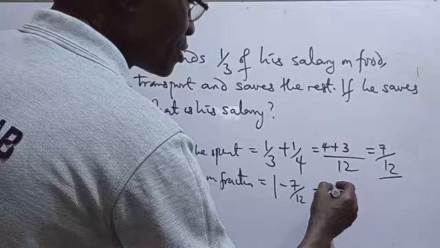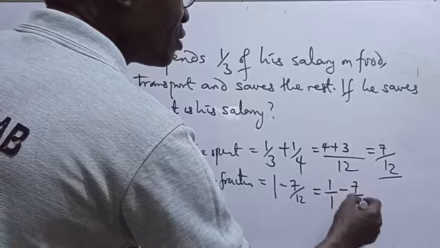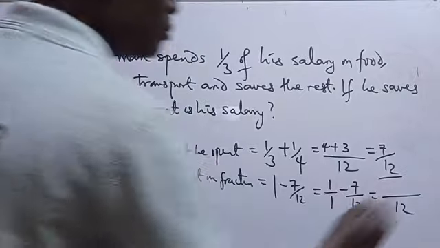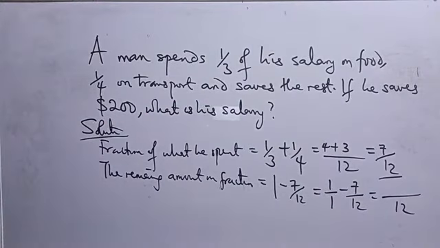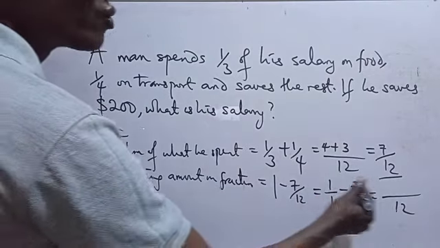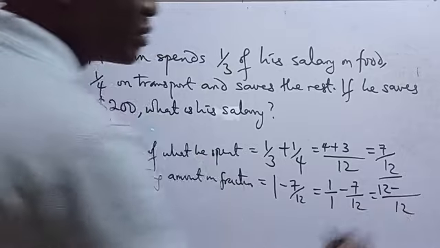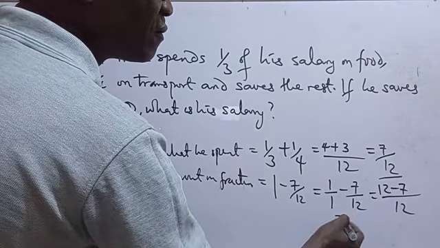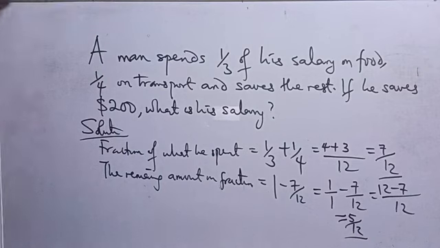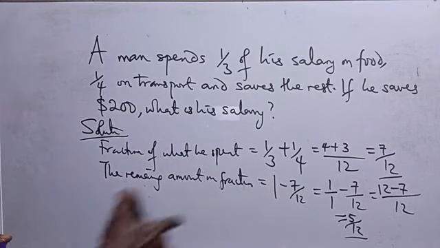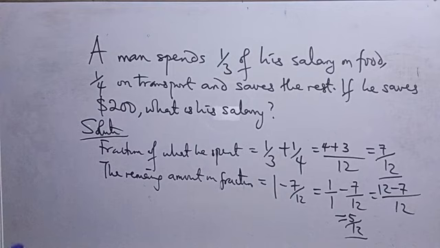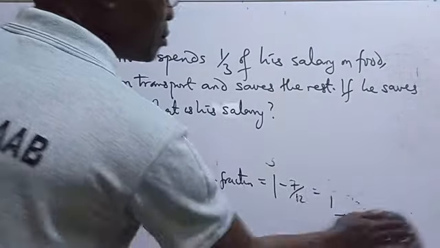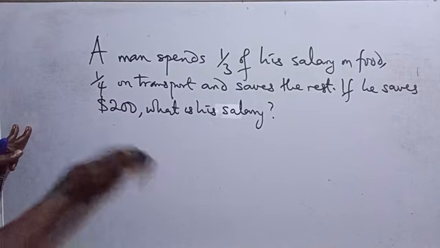So that would be what? This one becomes 1/1 minus 7/12. The LCM is 12, because 1 times 12 is 12. So 12 divided by 1 is 12, 12 times 1 is 12, minus 12 divided by 12 is 1, 1 times 7 is 7. So here you have 5 all over 12. So the remaining amount he kept, in terms of fraction, is 5/12. That's the fraction of what he saved. Beautiful. Let's continue.